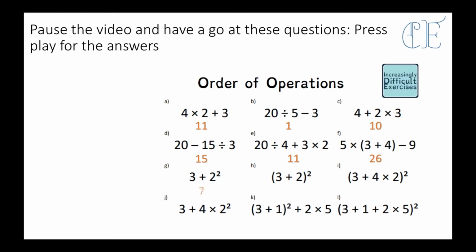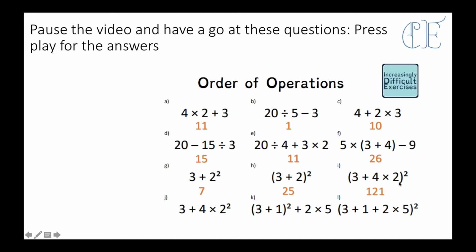So I hope you got them all right. Okay, if there's anything that you think you may have made a mistake on, go back and watch the videos again. This one, you must do 4 times 2 first, which is 8. 8 plus 3 is 11, and then 11 squared.